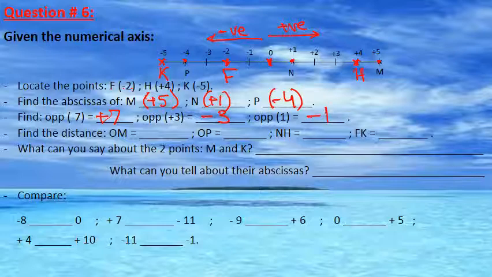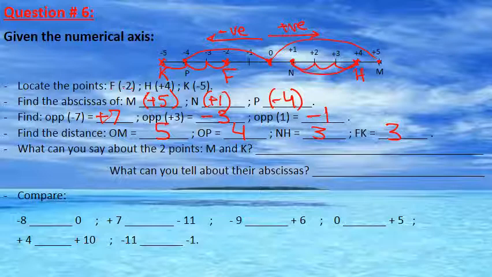We should find the distance OM. This is the distance from O to M. The distance is always positive, so it is 5. The distance OP is 4. The distance NH, 1, 2, 3, it is 3. The distance FK, 1, 2, 3, is also 3.